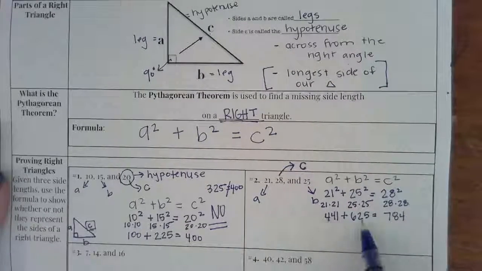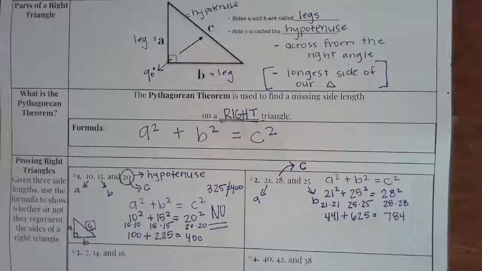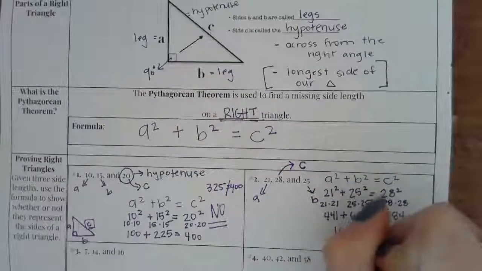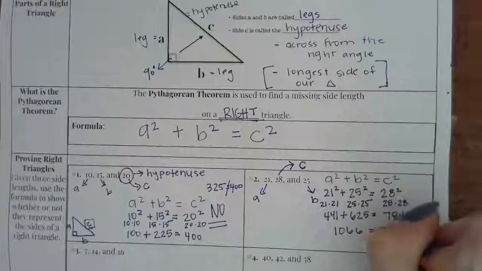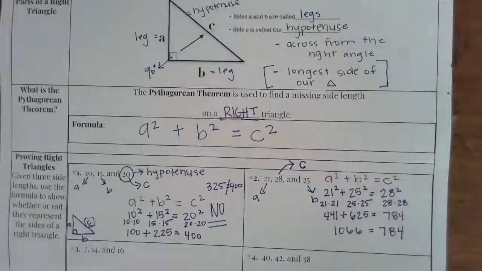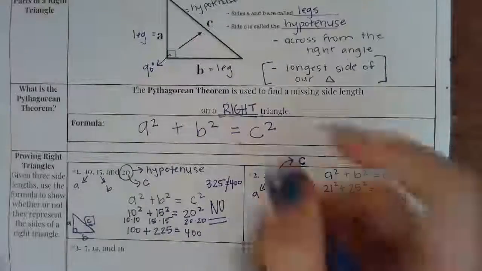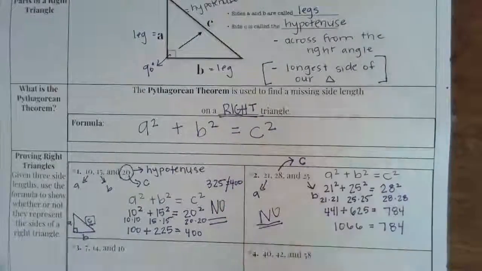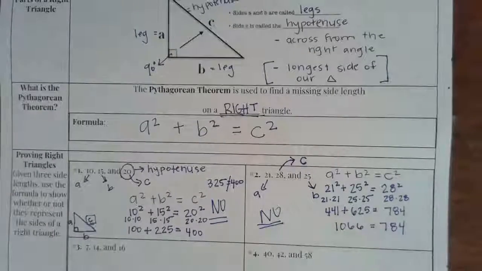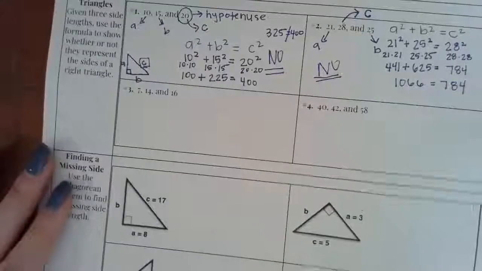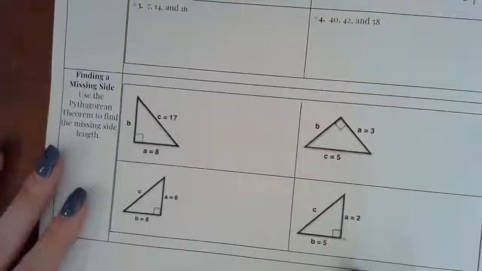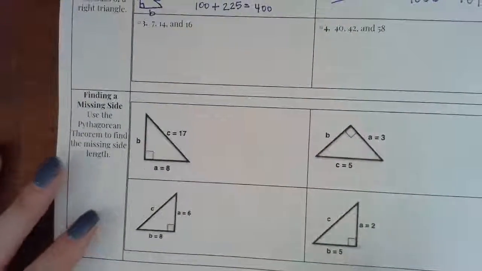So we need to determine, is this a right triangle? Well, what is 441 plus 625? Again, you're going to need your calculator, so just make sure you have one handy. But we get 1,066, which is not equal to 784. So is this a right triangle? No, not a right triangle. All right. I want you to try 3 on your own, so just pause the video and you can work on 3 and 4.